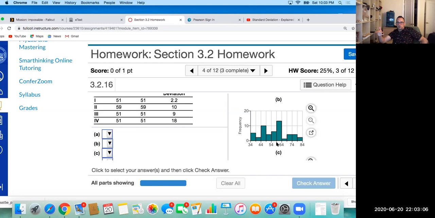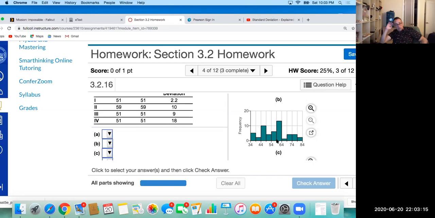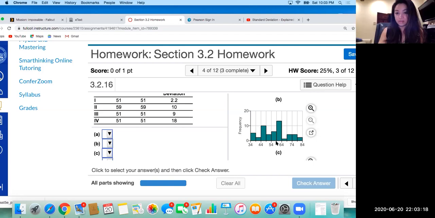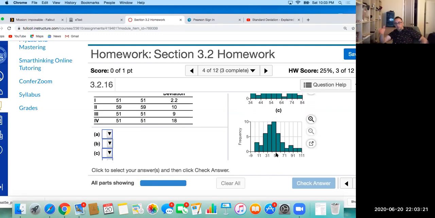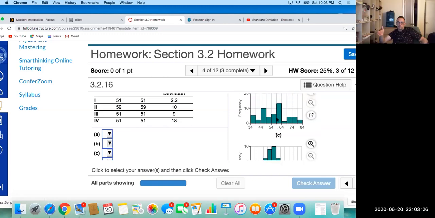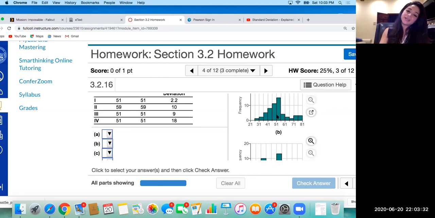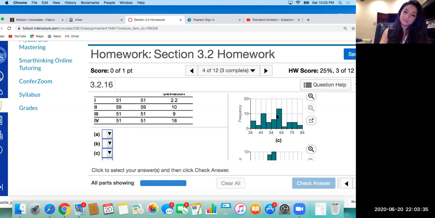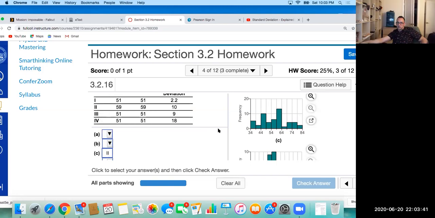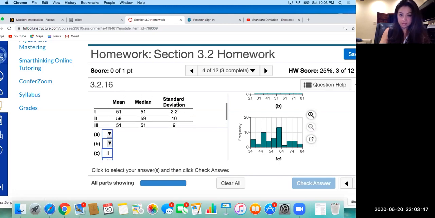Wait. So C has to be 2 because it has the bigger center. So that one has a center around 51. Part D, part C has a center of 59. And parts A and B have to have a center of 51. Oh, now I get it. Okay, so C is 2. Yeah, I get it. So the rest are 51, and the difference is the standard deviation.